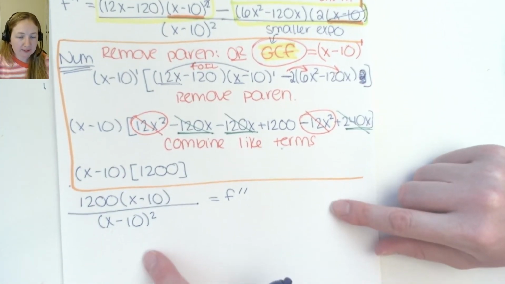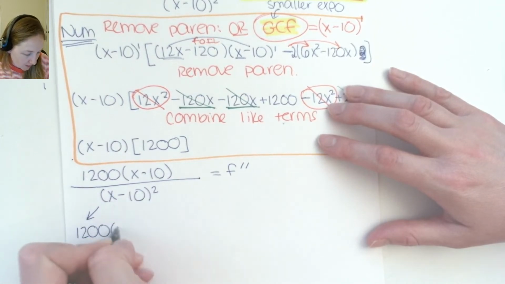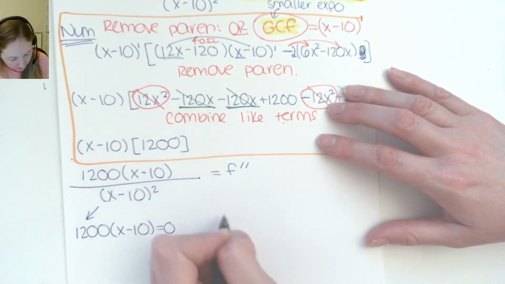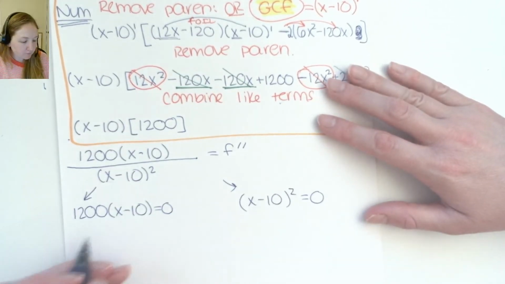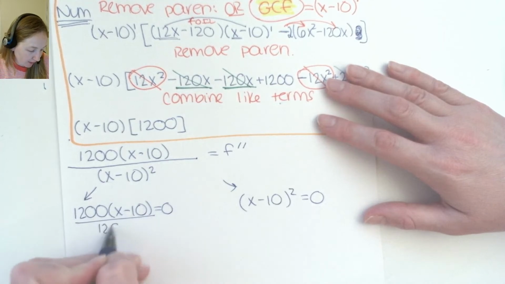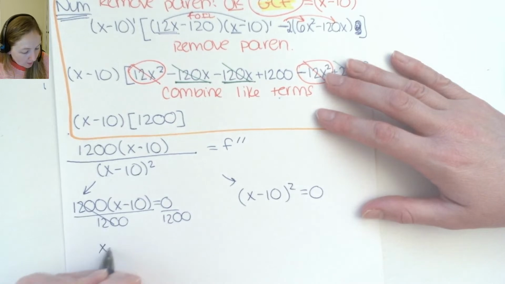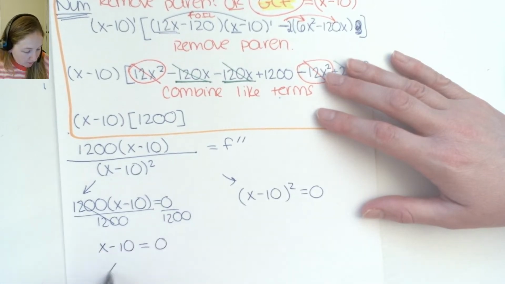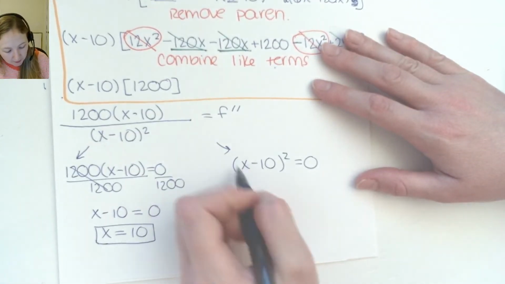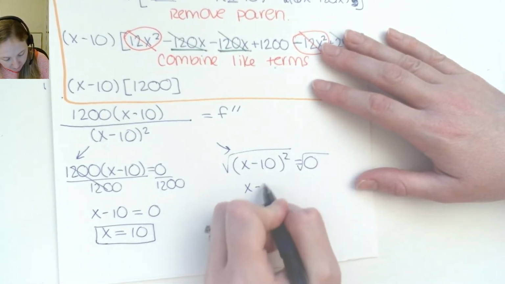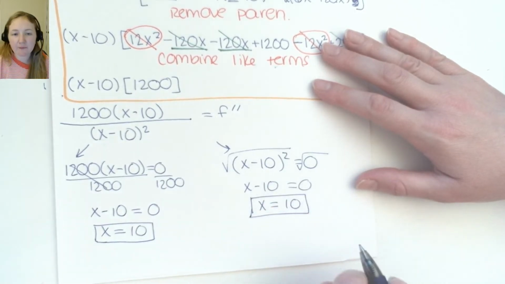Now that I have my second derivative in one fraction form, I can now set the numerator equal to 0 and the denominator equal to 0. Solving this equation, I will just divide by 1200, or I could set factors equal to 0 too. That will give us x minus 10 is equal to 0, which gives us x is equal to 10. And then over here, again, take the square root of both sides, get x minus 10 is equal to 0, and we get x is equal to 10.